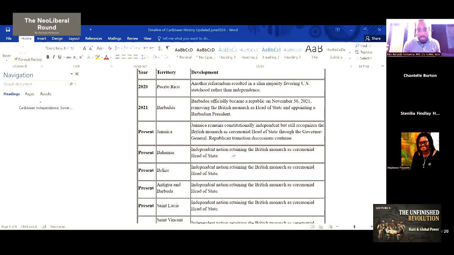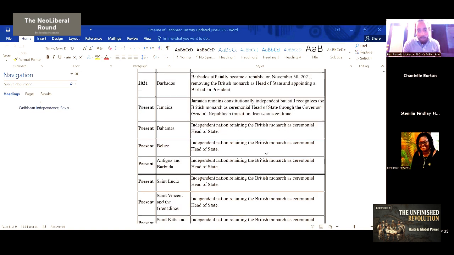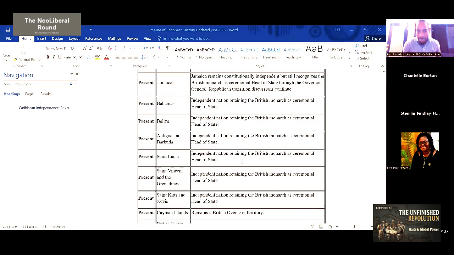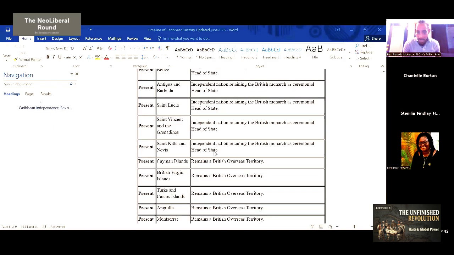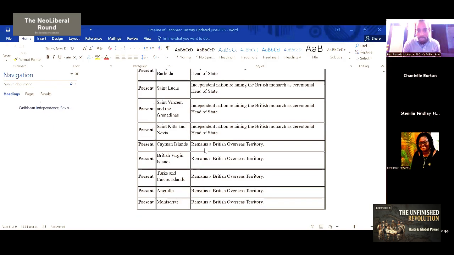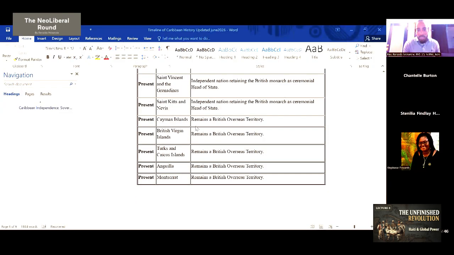Barbados, an independent nation, retained the British monarchy. Belize, an independent nation, remains with the British monarch as ceremonial head of state. Same thing with Antigua and Barbuda, St. Lucia, St. Vincent and the Grenadines, St. Kitts and Nevis.